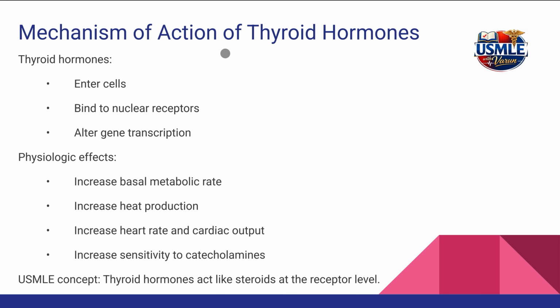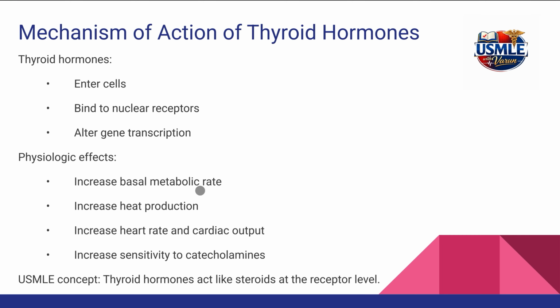Now let's discuss the mechanism of action of thyroid hormones. Thyroid hormones act via nuclear receptors. They are similar to steroid hormones, as we already discussed, in how they act. They act through the nuclear receptors and change gene transcription. This is why their effects are widespread. So it enters the cells, binds nuclear receptors, and alters gene transcription.